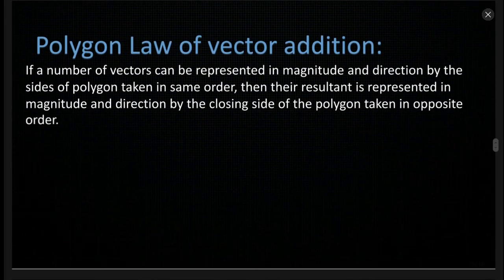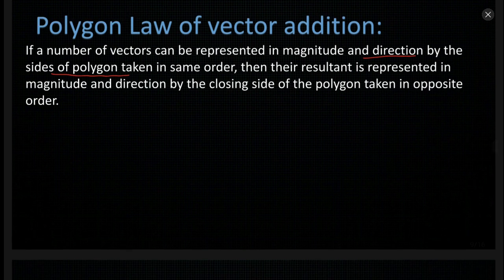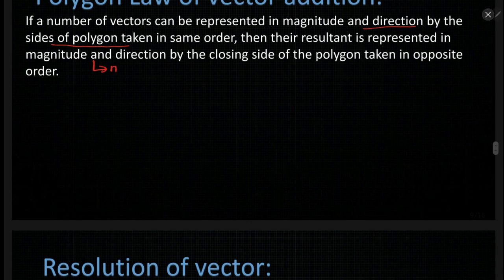Now let's discuss the polygon law of vector addition. Polygon law of vector addition states, if a number of vectors can be represented in magnitude and direction by the sides of a polygon taken in the same order, then the resultant is represented in magnitude and direction by the closing side of the polygon taken in opposite order. So this law is valid for n number of vectors represented as a polygon.